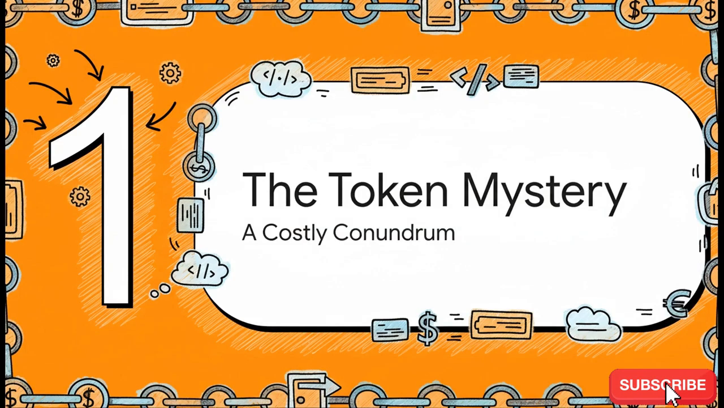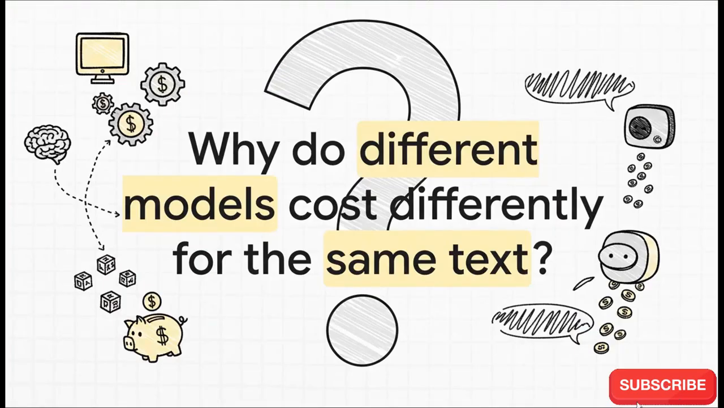All right, let's kick things off with a problem that you've almost certainly run into, maybe without even realizing it. It's a little mystery that has a real impact on your wallet and your model's performance. Picture this. You send the exact same prompt, same words, same everything to two different AI models, but you get back two totally different bills. How is that even possible?